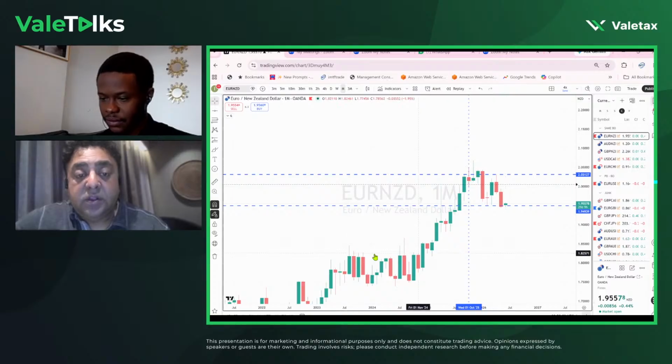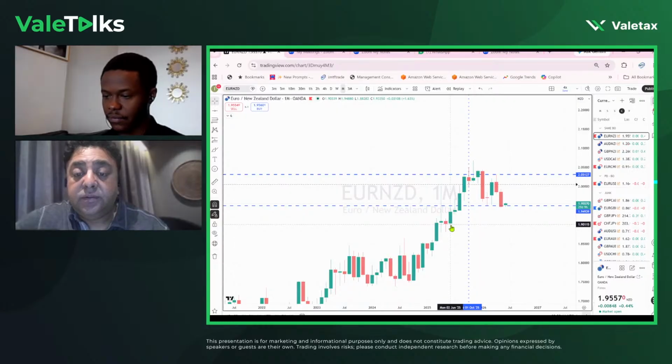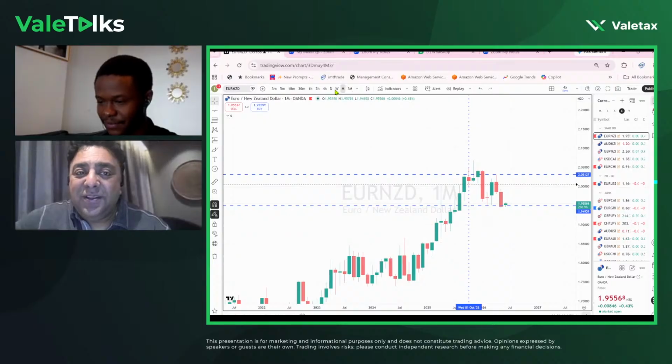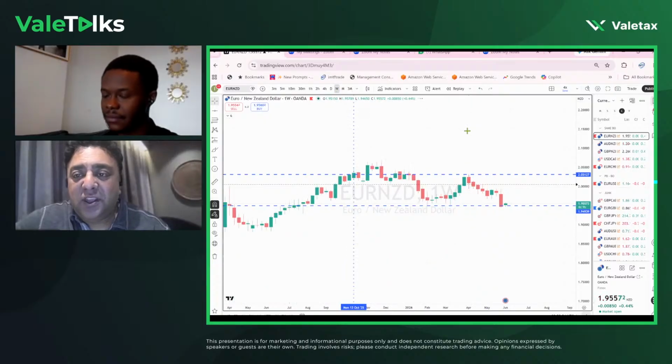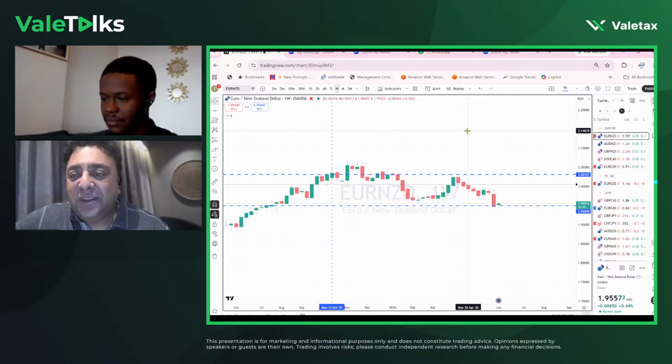So you could see there was a battle here, and you could see institutions were accumulating at this point, and then finally it broke out. Do you see that? The institutions accumulate silently before the break. They're not going to do it with huge volumes. So if you put on the volume indicator here and you see a big volatility spike, that's not retail. Sorry, that's institutional.